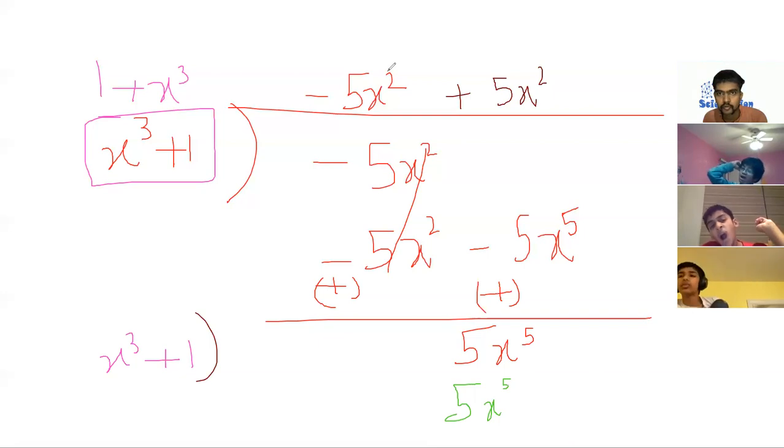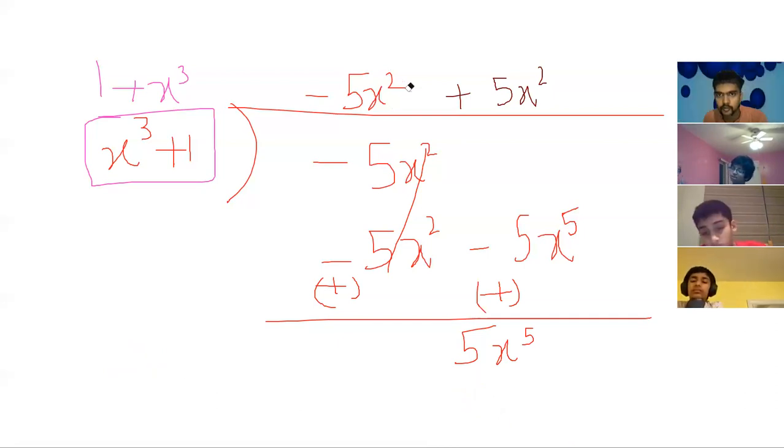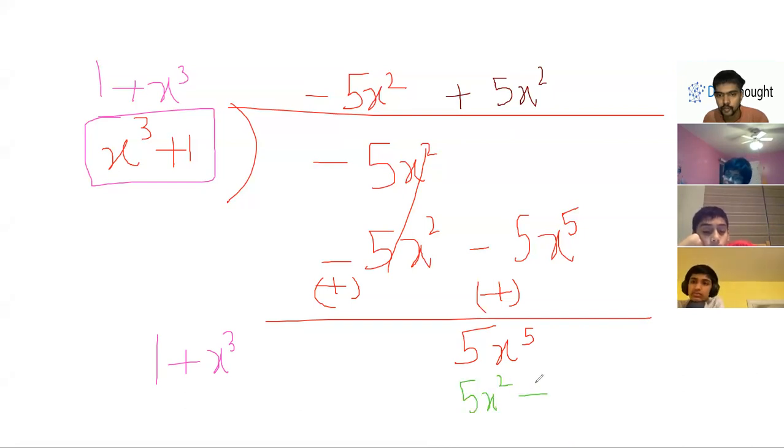Again, my question is, how do you get that 5x squared? Just give me 1 minute, your doubt will be clear. Let me go with the same 1 plus x cube. To make life simple, let's go with 1 plus x cube only. Now I've got two options. One option is I multiplied with 5x square. So I get 5x square plus 5x power 5. This is one option, right?